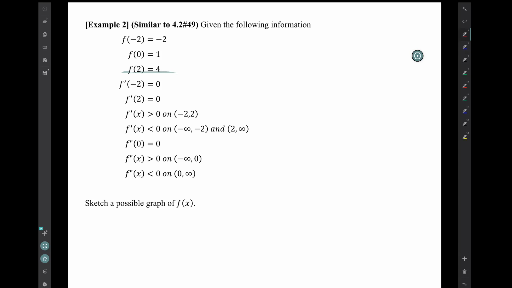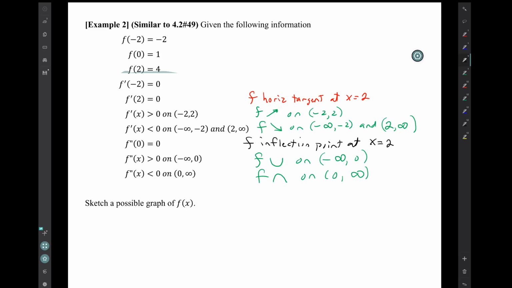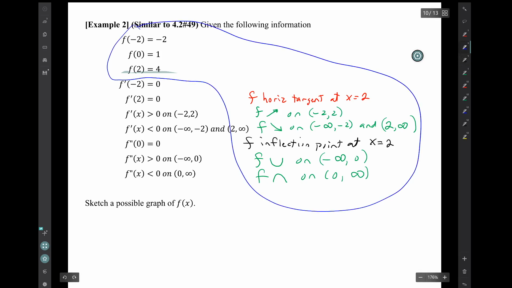So let's start by translating the given information about the sign of f prime into information about f. All right, there's our information about the sign behavior of f prime and f double prime translated into information about f. Now our job is to take all this information about f that we've got, put it on a set of axes, and try to sketch a graph that follows that prescription.